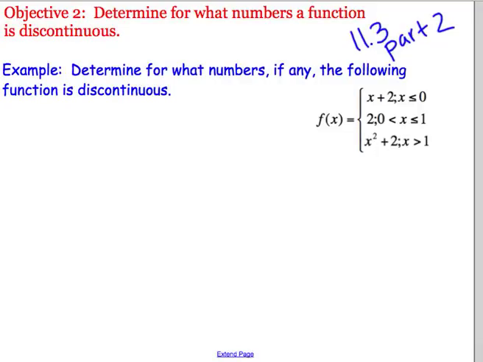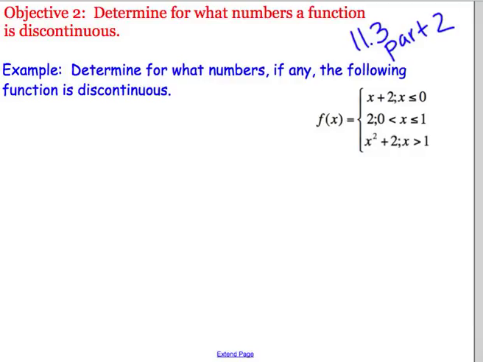This is the video for section 11.3 and it's part 2 of that section. We're going to focus today on determining for what numbers a function is discontinuous. So now I'm going to give you the function and I want to know where is it discontinuous. That's what I'm asking. At what x values?